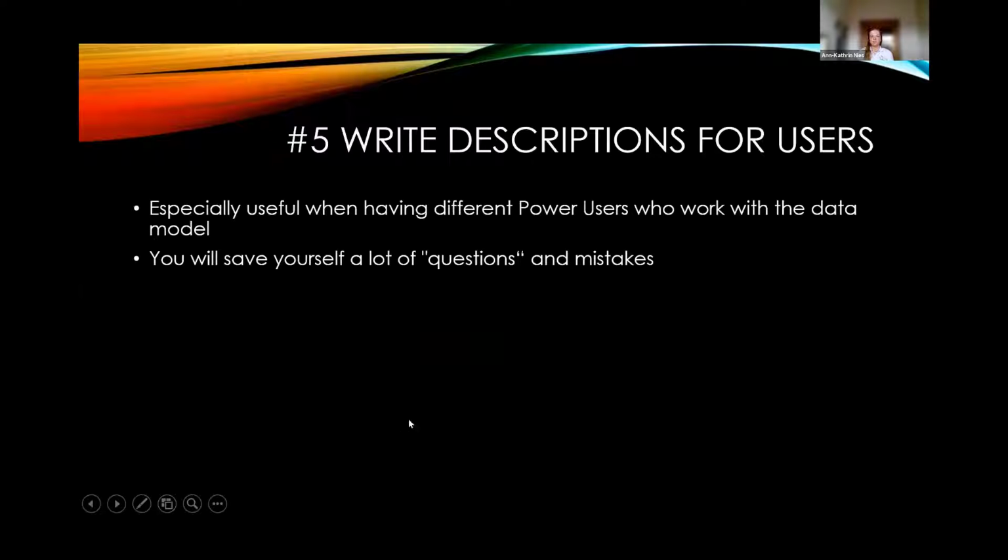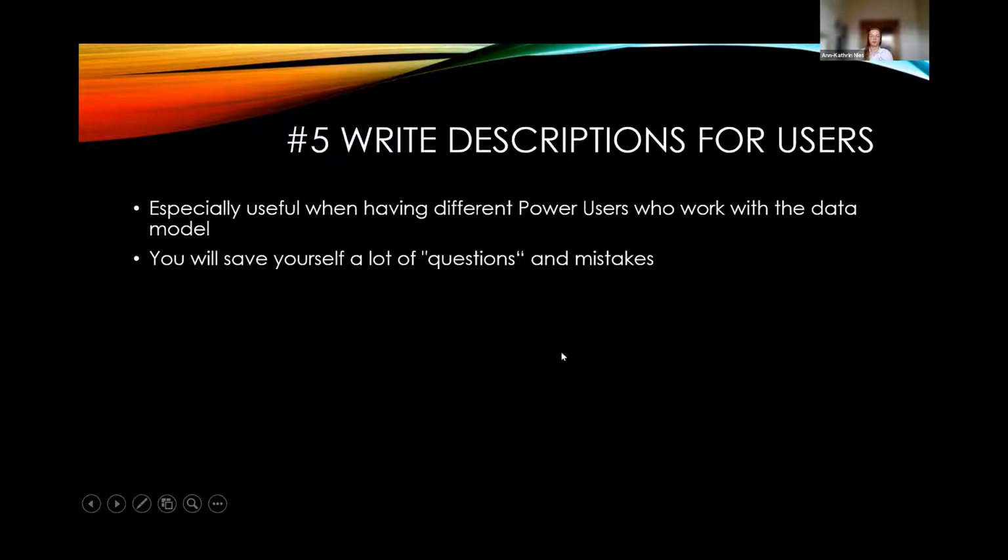Our next best practice is to write descriptions for users. So what we do is we add a description for every single measure we write, clarifying what values to expect. Most of the time, you have developers in your company working on the data model, writing the measures and building the model. And then on the other hand, you have power users using your data model to build their reports. But of course, those users don't know what is behind the measure you have written. And this makes it very important to clarify what values to expect.